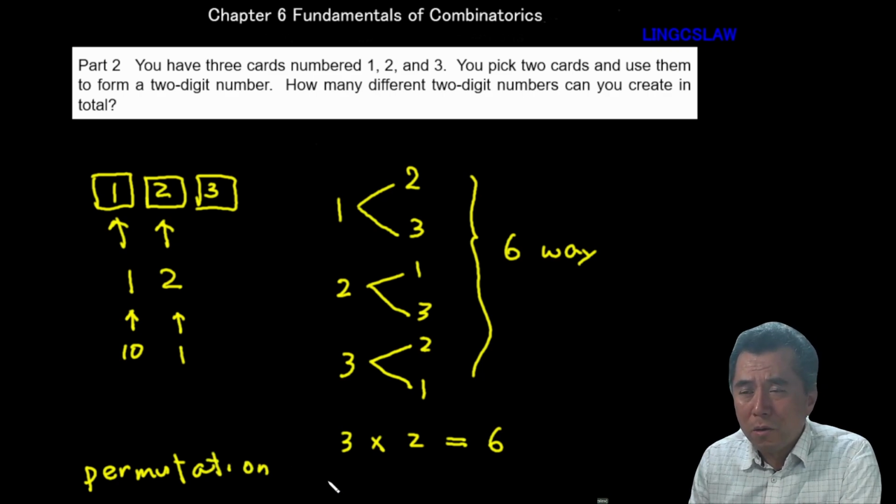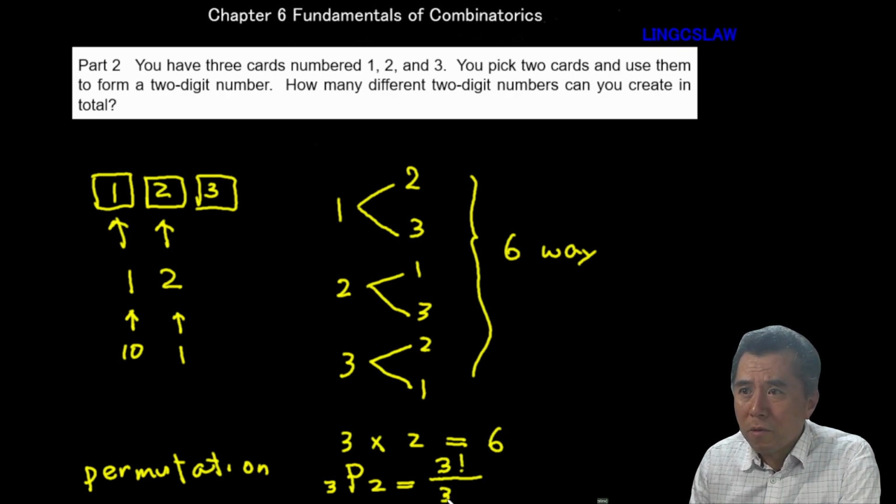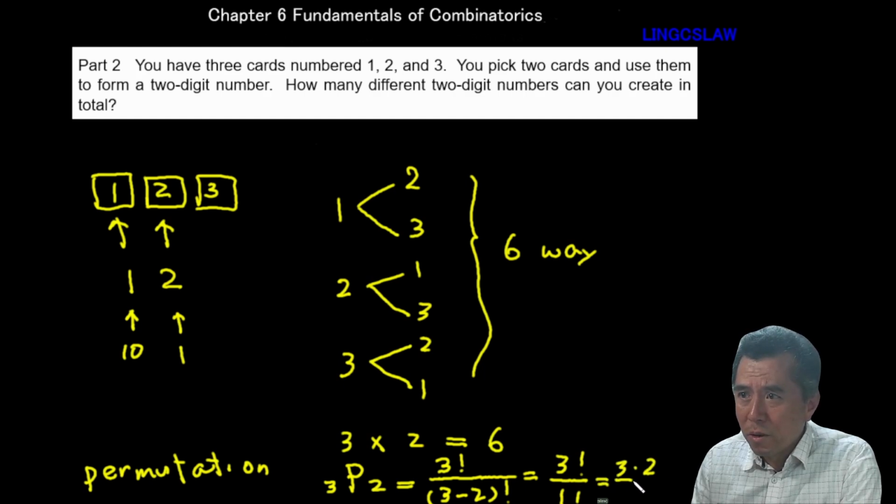Permutation, and you will write 3P2 equals 3 factorial divided by 3 minus 2 factorial, equals 3 factorial divided by 1 factorial, equals 3 times 2 divided by 1, equals 6.